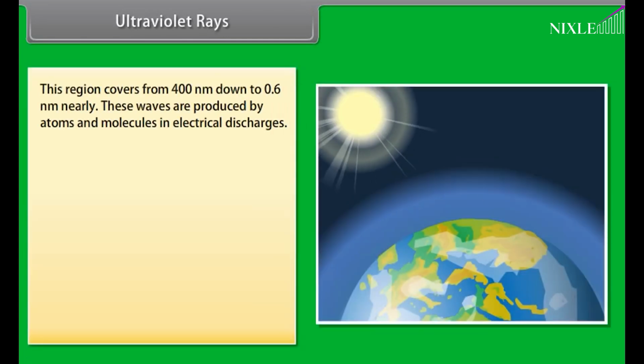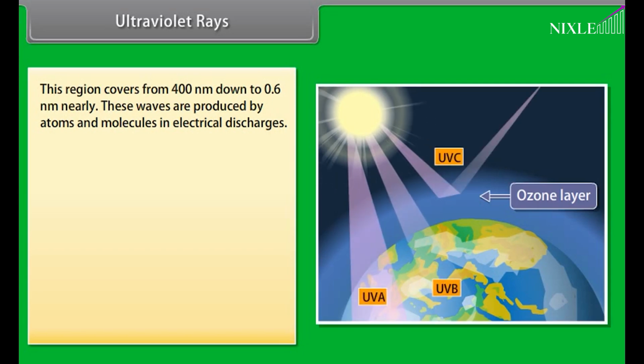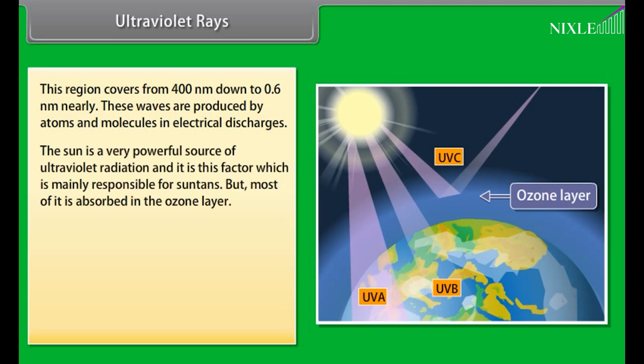Ultraviolet rays. This region covers from 400 nanometer down to 0.6 nanometer nearly. These waves are produced by atoms and molecules in electrical discharges. The sun is a very powerful source of ultraviolet radiation, and it is this factor which is mainly responsible for suntans, but most of it is absorbed in the ozone layer.